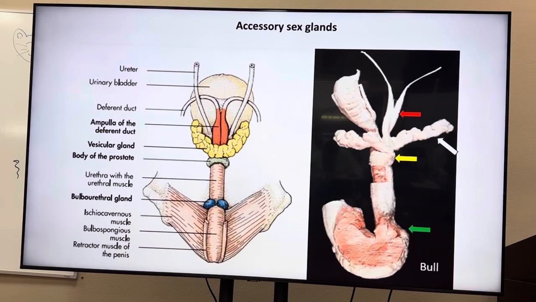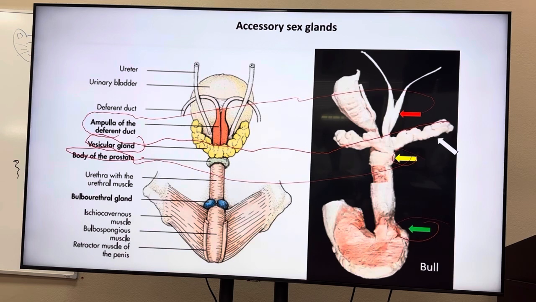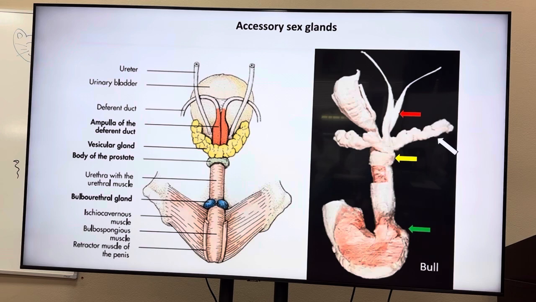So here we have the ampulla, the ampullary gland, and here we have the vesicular gland, and here we have the prostate gland, and we also have the bulbourethral gland. The vesicular gland in this animal, the bovine, is a palpable structure that can be palpated transrectally in the bull.